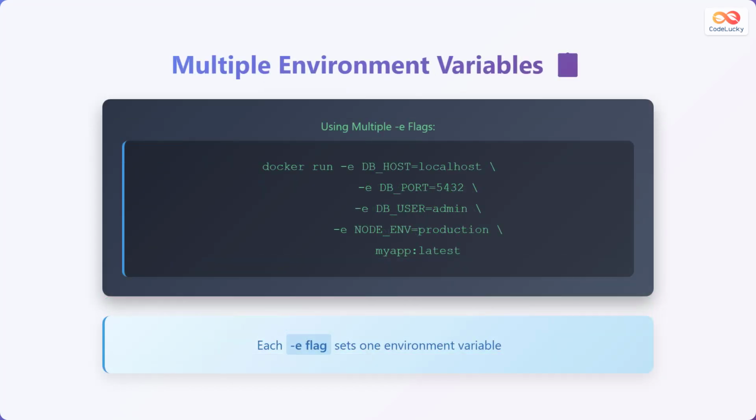What if you need to set multiple environment variables? You can use multiple -e flags in your Docker run command. Here's an example: docker run -e DB_HOST=localhost -e DB_PORT=5432 -e DB_USER=admin -e NODE_ENV=production myapp:latest. Each -e flag sets one environment variable. This is useful for configuring various aspects of your application, such as database connections and environment settings.